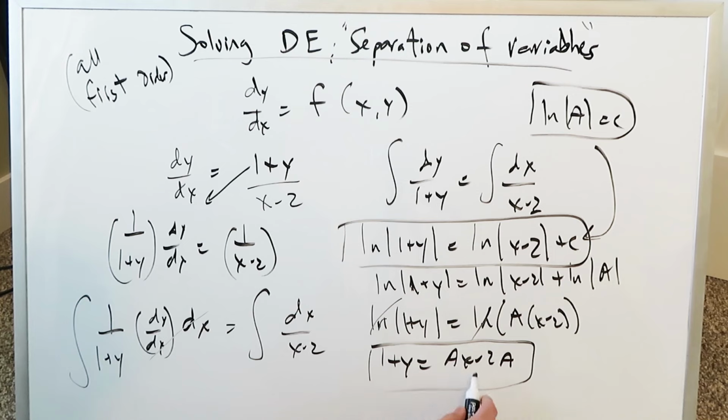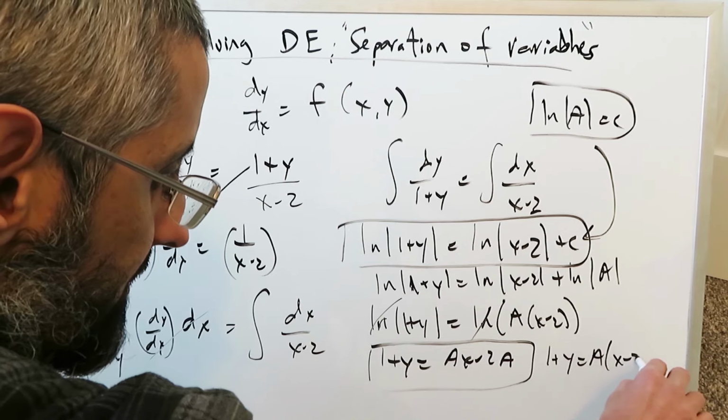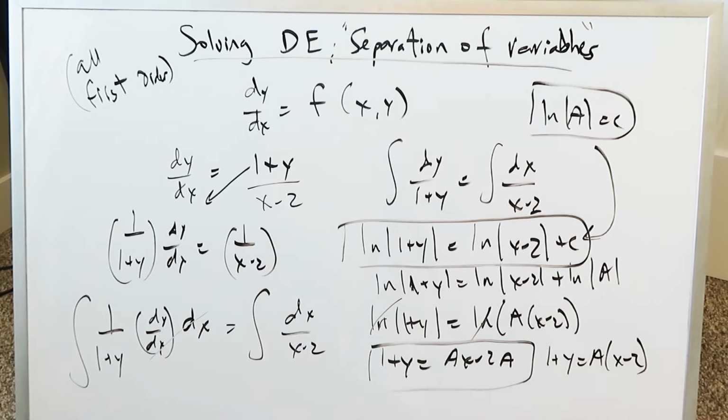You could have even taken this one step further and isolated the a. You could have said 1 plus y is equal to a times x minus 2, and that would be fine as well. Let's look right here.